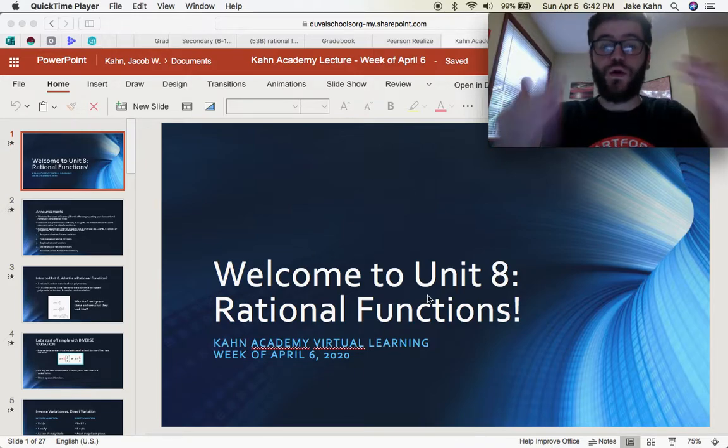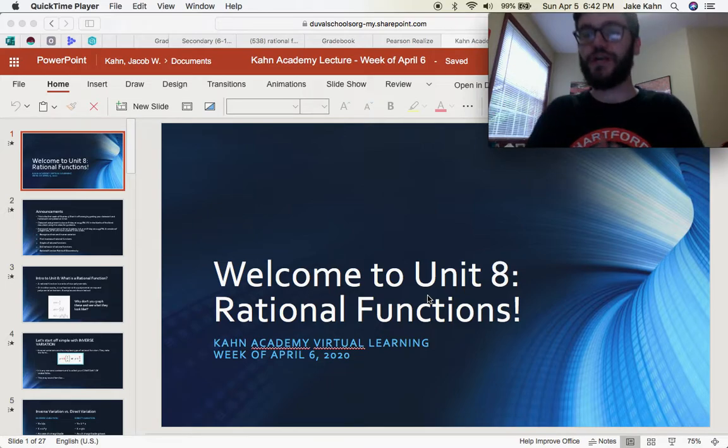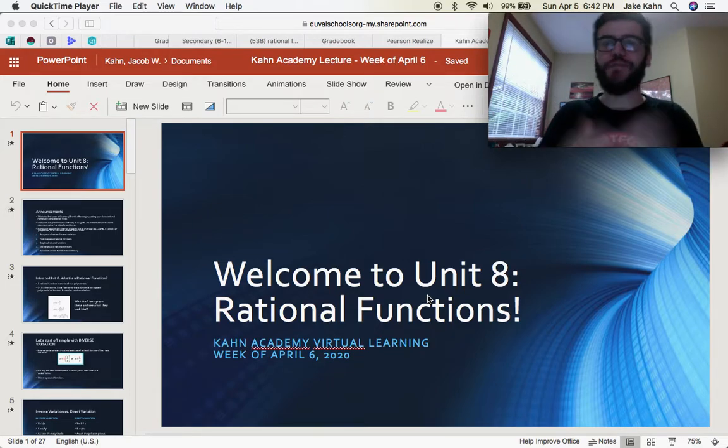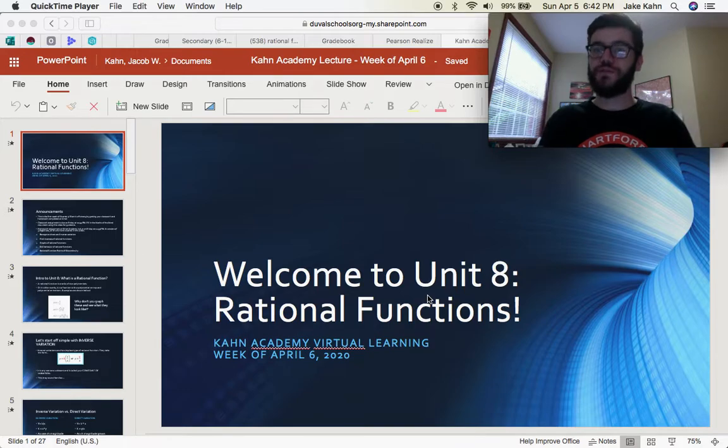First of all, welcome to Unit 8, Rational Functions. We are at the start of a new unit. We are not talking about radicals anymore. I mean, they'll pop up, but our focus is now on rational functions. We are going to be covering this for this week and next week.